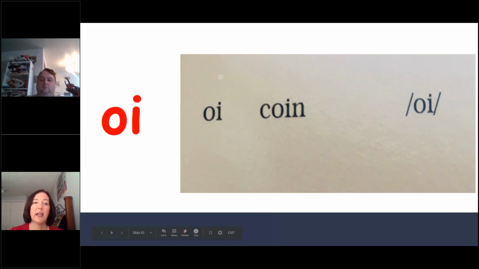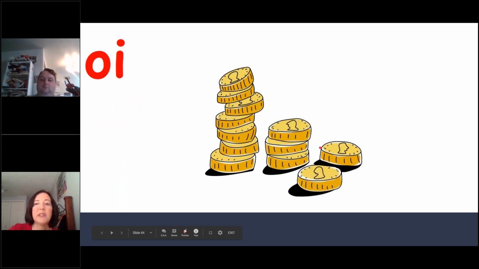OI is another vowel digraph. When the O and the I are together, they make the oi sound, as in the word coin. So our sound card says, OI, coin, oi. Our brain should be thinking, OI, coin, oi.